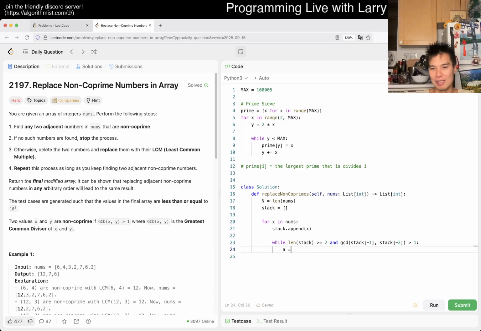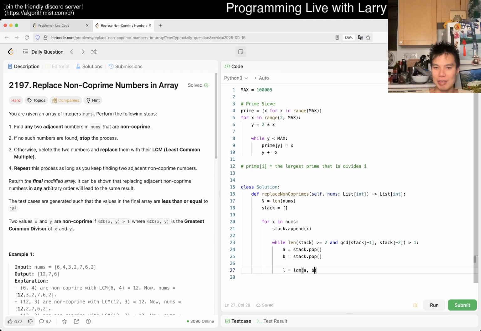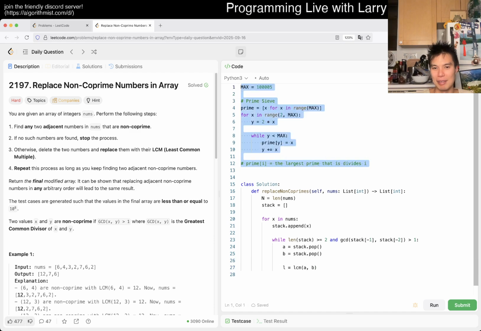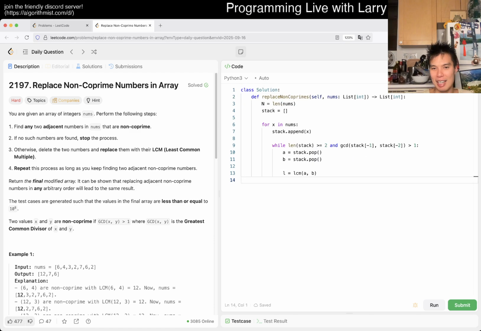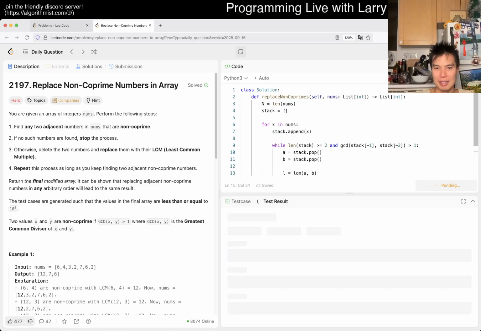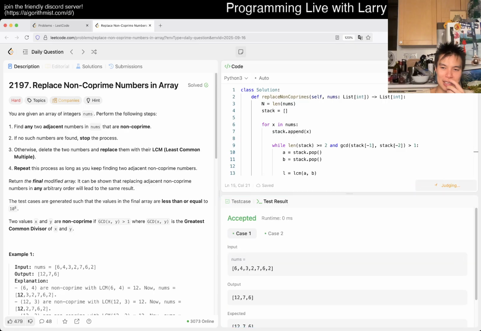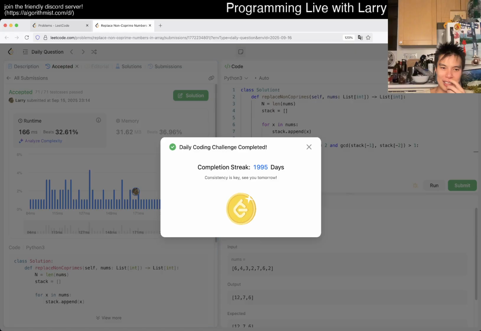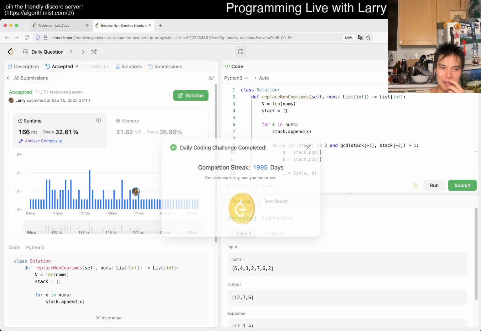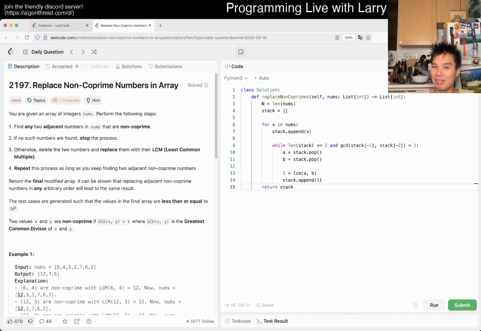We can say A, B is equal to stack dot pop, and then now we want to replace that with the LCM. Which actually, there is an LCM function now. I always used to write it by myself, but this is no longer necessary. And then now we can just do stack dot append the LCM, and we should be good, right? Yeah, I could have just misread this, and once I read it, it's like a 5-minute problem. I feel dumb, but if you wanted to upsolve the other way, I definitely encourage you to. I feel very dumb.